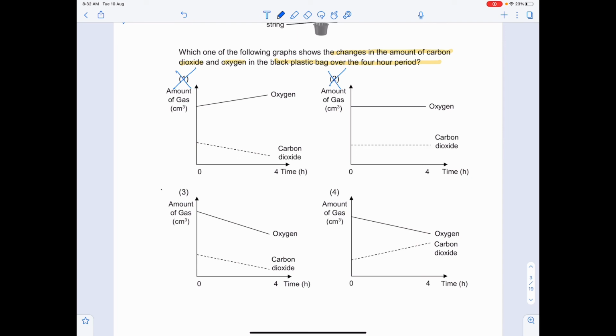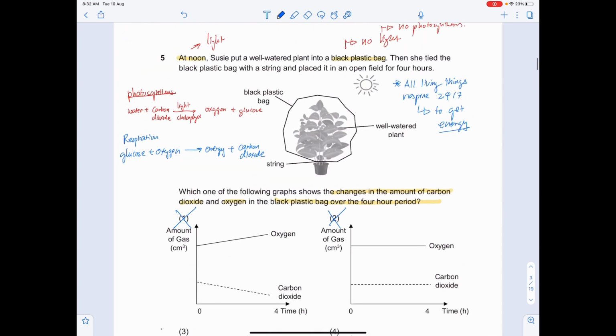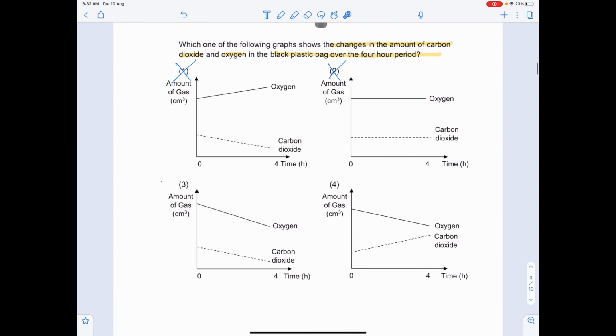Then after that, I also know that in respiration, carbon dioxide is given out. So because carbon dioxide is given out, I should see an increase in carbon dioxide and a decrease in oxygen. Therefore, my answer will be 4.